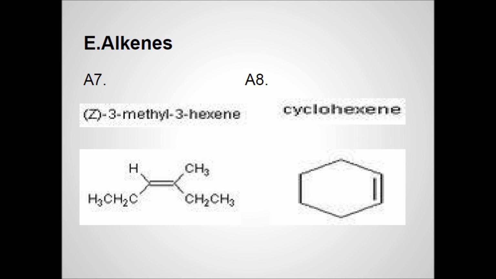For the 3-methyl-3-hexene, draw 6 carbons, 1 double bond between the 3rd and 4th carbons, and add 1 hydrogen on the 3rd carbon, 1 methyl on the 4th one. For cyclohexene, draw 6 connected carbons and put 1 double bond between the 1st and 2nd carbons.